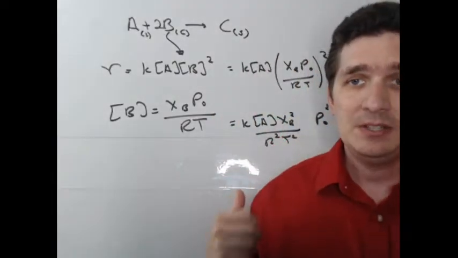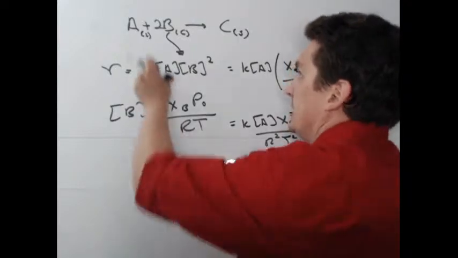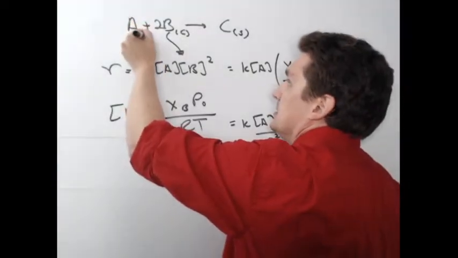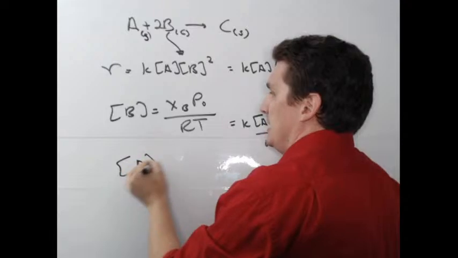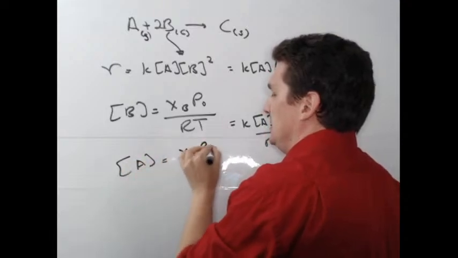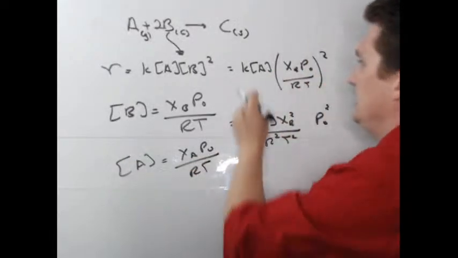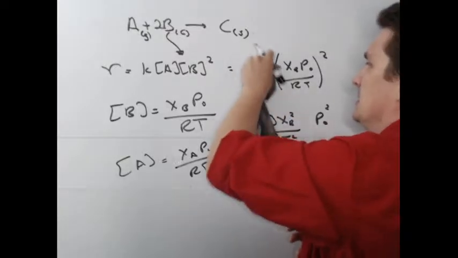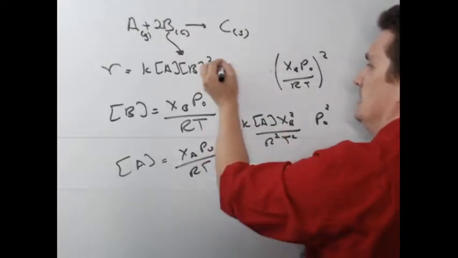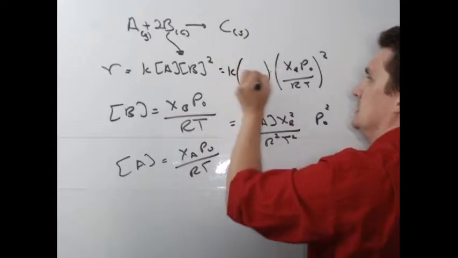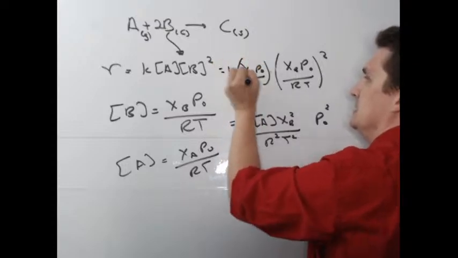So pressure dependence here is second order. Now let's say we make A a gas. So if A is a gas, now we have to use the substitution A equals XA P naught over RT, and in here we get K XA P naught over RT.